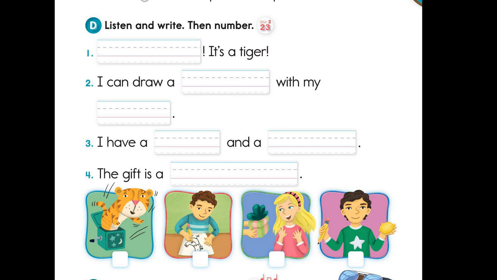Page 55. D. Listen and write. Then number. 1. Surprise! It's a tiger. 2. I can draw a chicken with my pencil. 3. I have a lemon and a pencil. 4. The gift is a surprise.